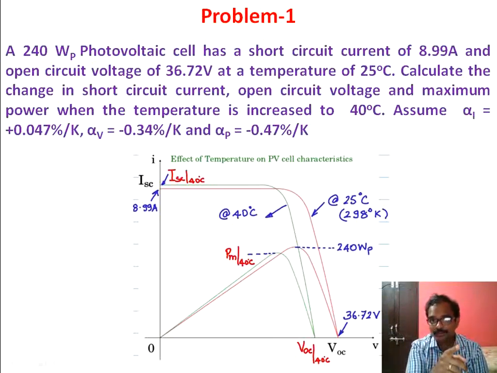And what about the VOC? If the temperature increases from 25 to 40 degrees centigrade, the VOC value will decrease. You can observe the green color curve over there as well as the overlap at the top. The red and green color curves will overlap. So VOC at 40 degrees centigrade we need to find out. The power also decreases. You can see the red color curve is at the top, at a bigger one, and the green color curve is at a shorter one. So PM at 40 degrees centigrade we need to find out. So we need to find out ISC, VOC and PM at 40 degrees centigrade.